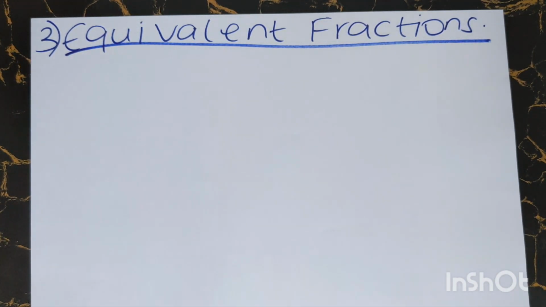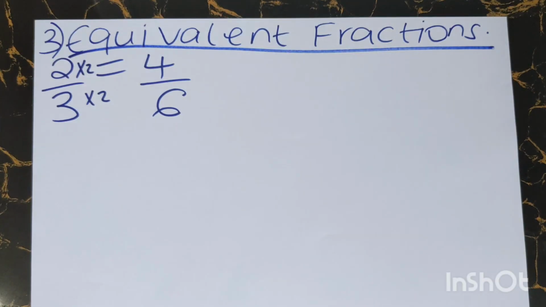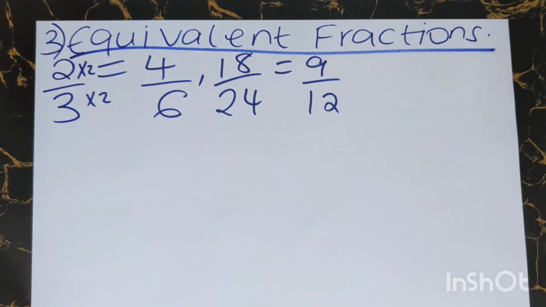For example, 2 over 3 is equivalent to 4 over 6. Why am I saying that? Because when we multiply 2, which is the numerator, by 2, we get 4. And when we multiply 3, which is the denominator, by 2, we get 6. So when you multiply both the numerator and the denominator by the same number, we get an equivalent fraction, okay? 18 over 24 is also equivalent to 9 over 12, because when you divide 18 by 2, you get 9, and when we divide 24 by 2, we get 12.